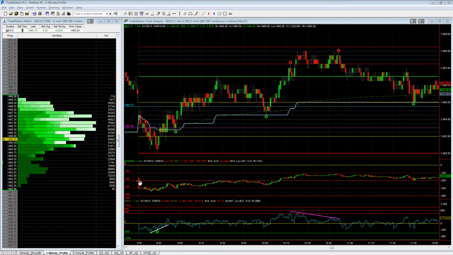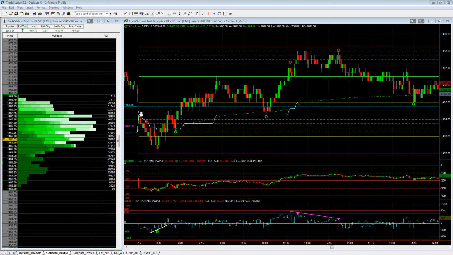Now, right off the open, we can see that the market opens pretty weak with the S&P advanced decline right around negative 300. This is telling us that a majority of the stocks in the S&P 500 are trading below their prior close, and the market is getting weaker, right? It shows broad market weakness right off the open.